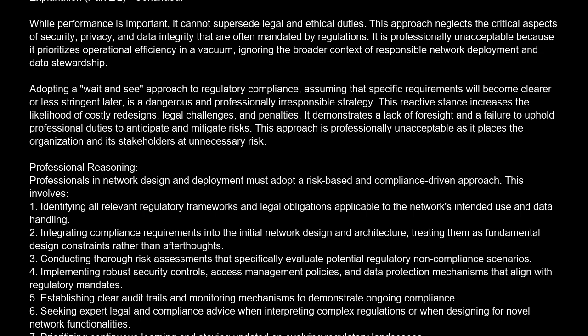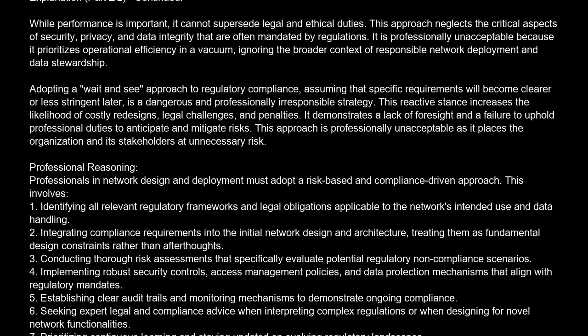and data stewardship. Adopting a wait-and-see approach to regulatory compliance, assuming that specific requirements will become clearer or less stringent later, is a dangerous and professionally irresponsible strategy. This reactive stance increases the likelihood of costly redesigns, legal challenges, and penalties. It demonstrates a lack of foresight and a failure to uphold professional duties to anticipate and mitigate risks. This approach is professionally unacceptable as it places the organization and its stakeholders at unnecessary risk.